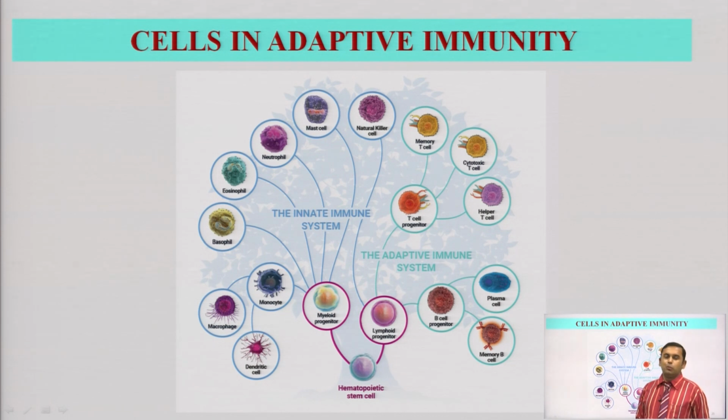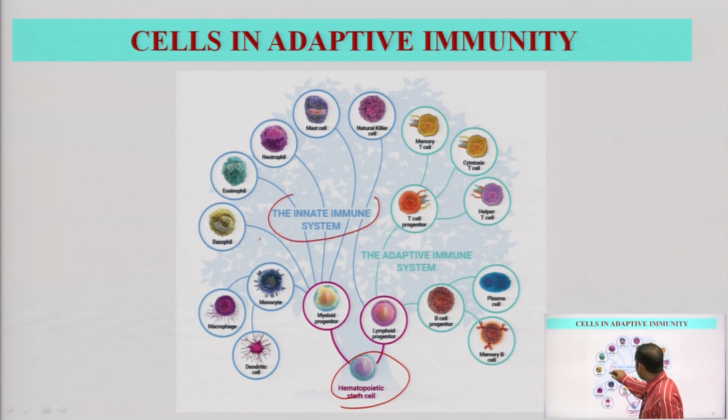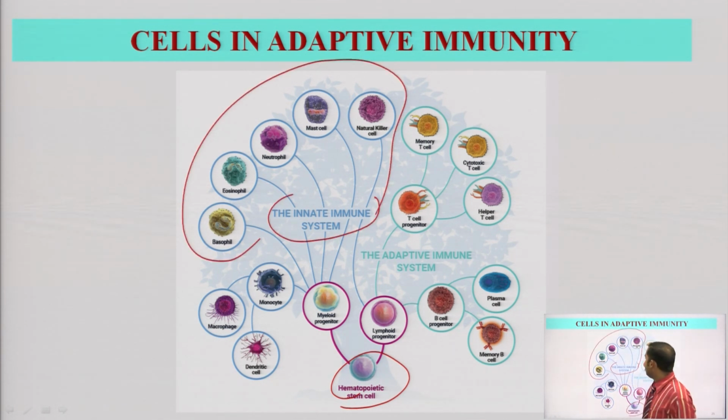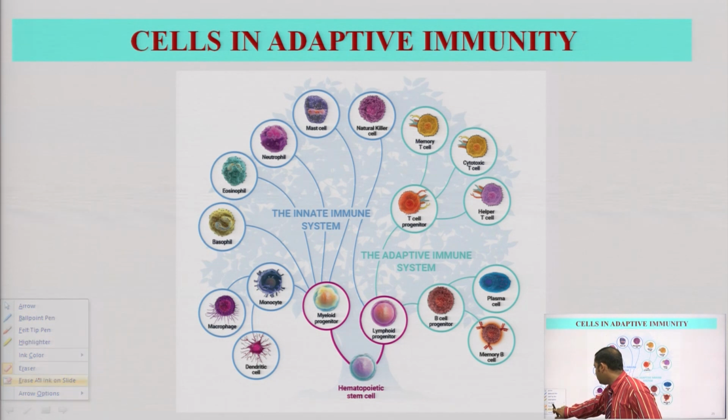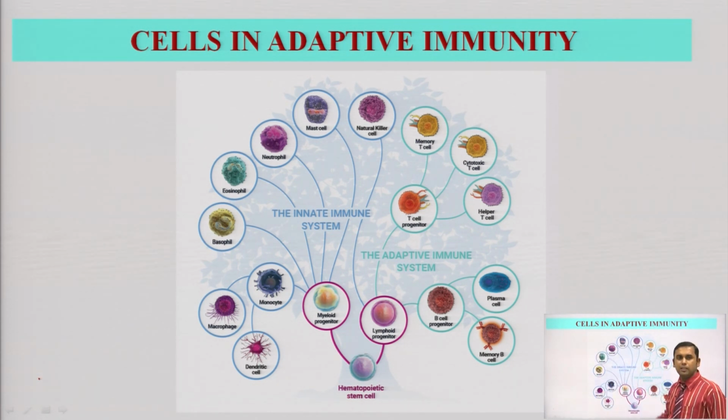Here is a very beautiful picture of all the various kinds of cells. These are hematopoietic stem cells, showing how they originate and how they differentiate. The innate immune system includes the cells I have mentioned: basophil, eosinophil, neutrophil, mast cell, natural killer cell. Here are the pictures. You can take a screenshot so that you can recall all those pictures for a long period of time.